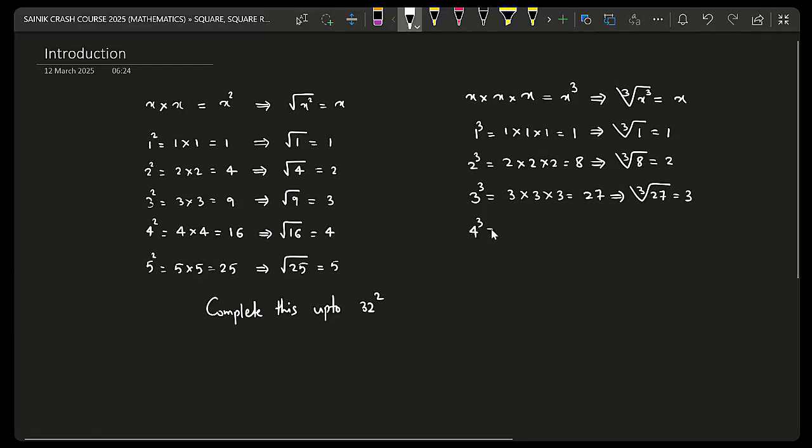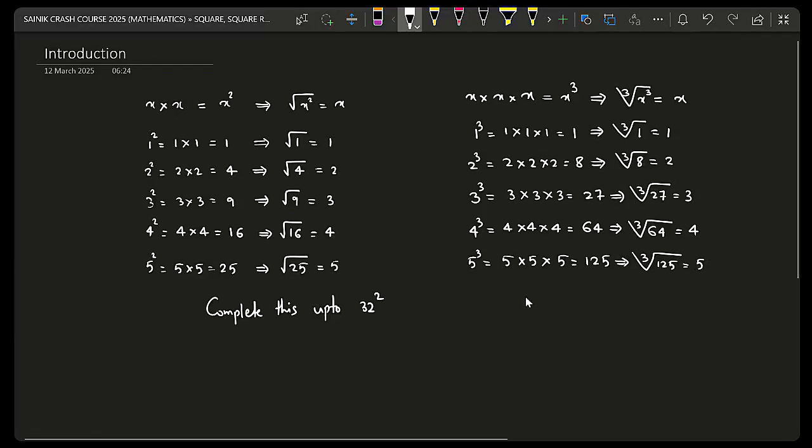4 cube. 4 multiplied 3 times. 4 times 4 times 4. 4 fours are 16. 16 fours are 64. Transpose cube to the other side, give cube root. Cube root of 64 will be 4. 5 cube. 5 times 5 times 5. 5 times 5 is 25. 25 into 5 is 125. Transpose cube to the other side, we will get cube root. Cube root of 125 is 5.